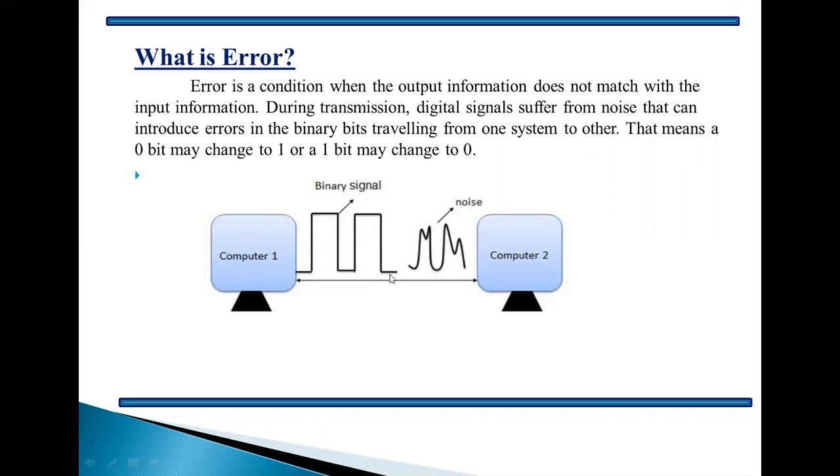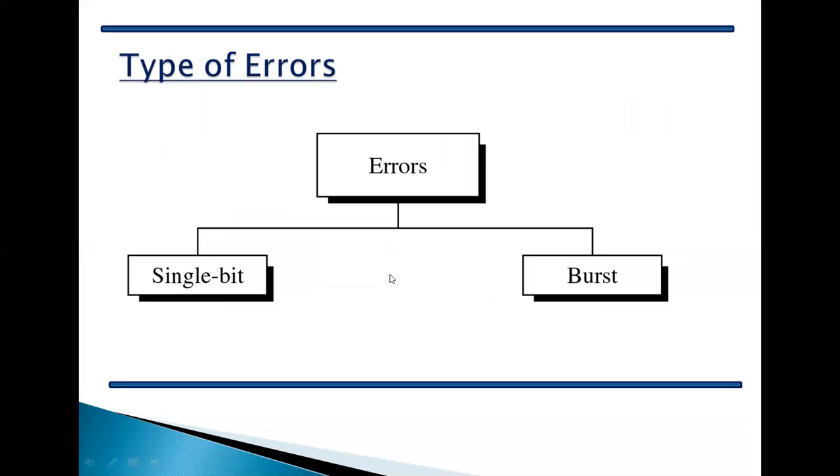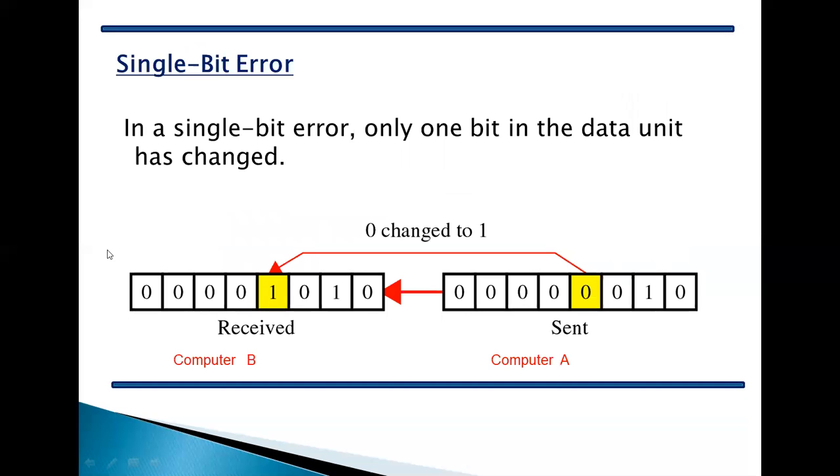Okay. Types of errors. Errors can be classified into two categories: single bit error and another one, burst error. Single bit error, okay. In a single bit error, only one bit in the data unit has changed from 1 to 0 or 0 to 1.